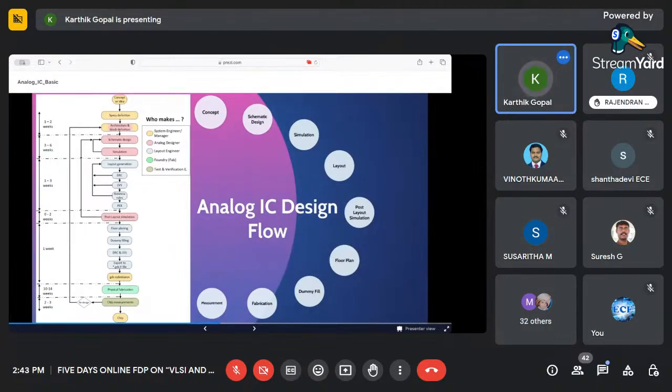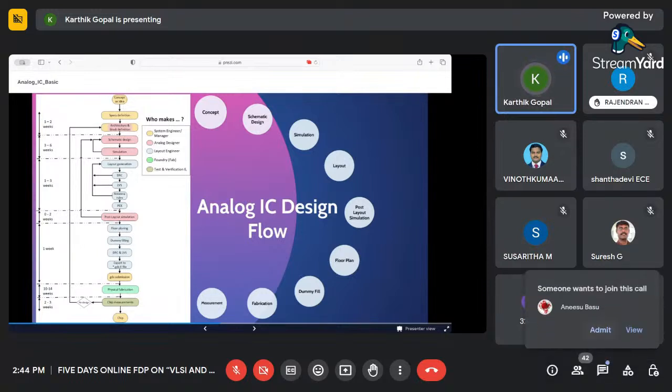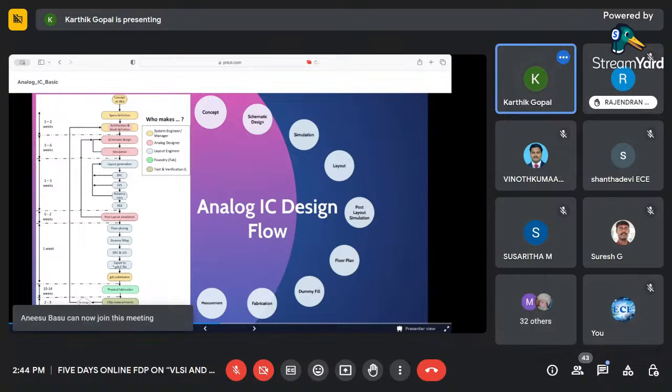So then comes the simulation part. Once the circuit is designed, and this schematic design, it does involve a lot of mathematical calculation. It does not directly depend on the tool. We do a mathematical calculation and we implement it in the circuit in the tool. The tool is just for verification of what our idea is. And then comes the simulation.